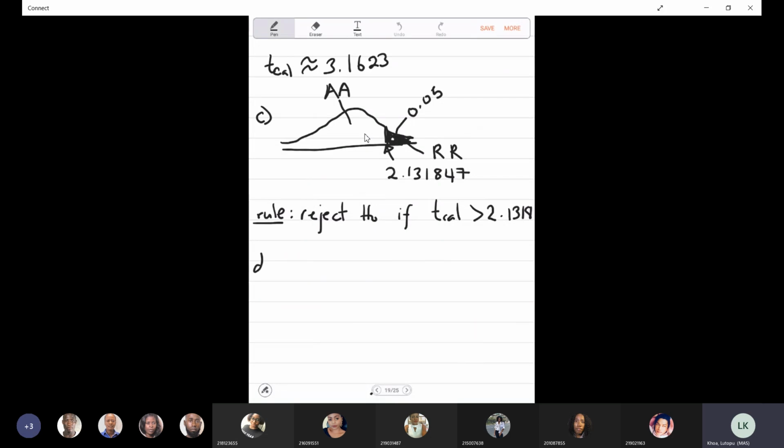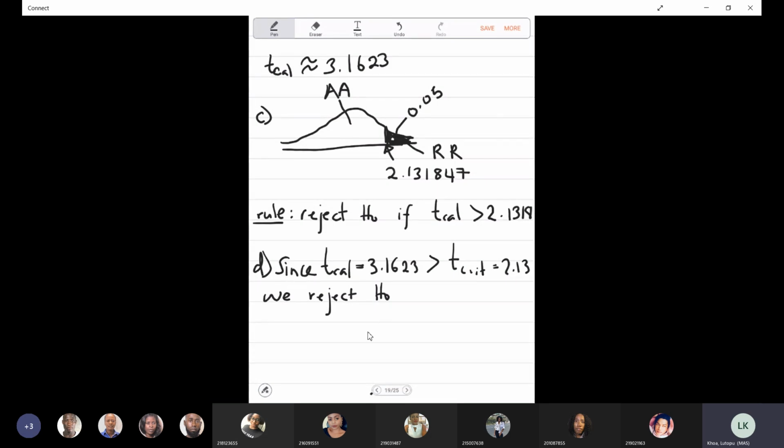D, we will say that since the T that we calculated, we got 3.1623. This is greater than the critical value, which is equal to 2.13. We reject H naught. Okay, so you can see the value that we calculated is greater than the critical value, making it fall in the rejection region. So our decision is to reject H naught.